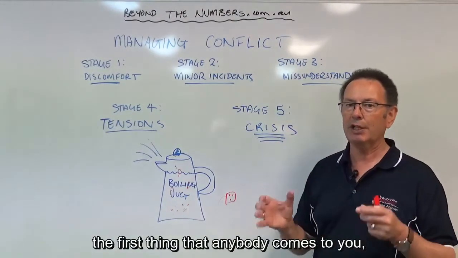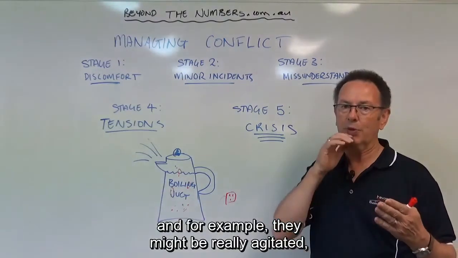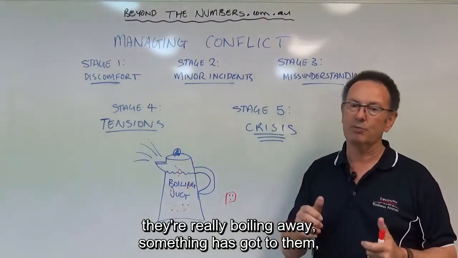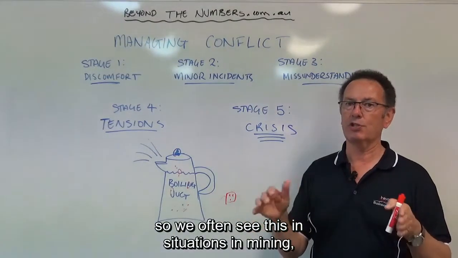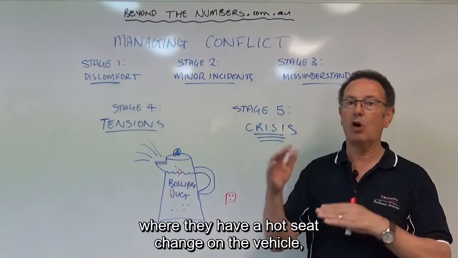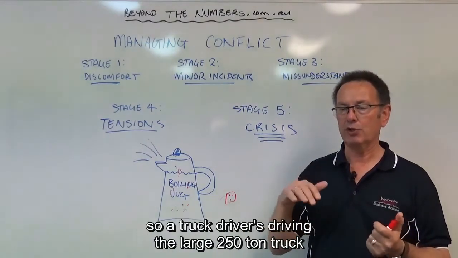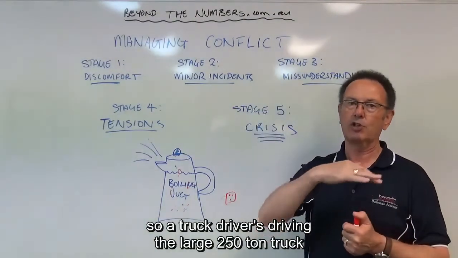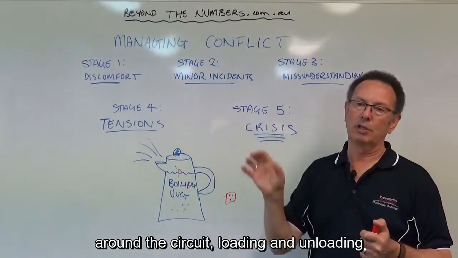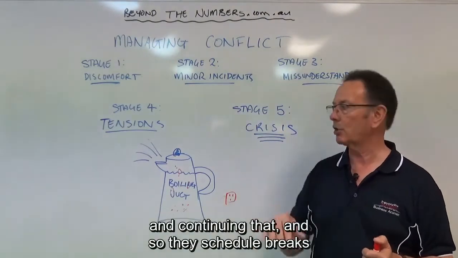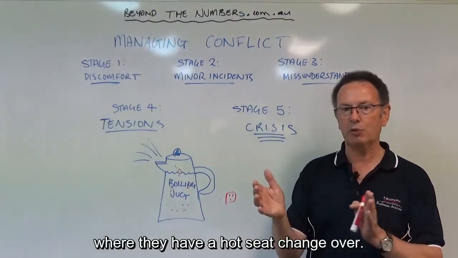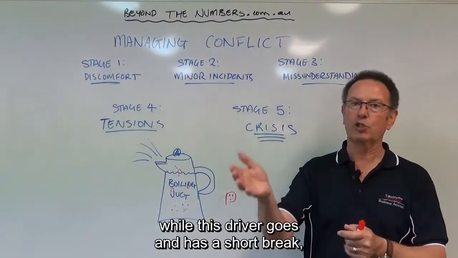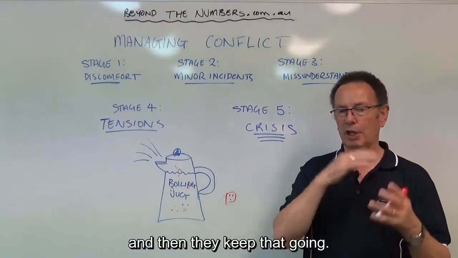So using that analogy, what we want to do is, if someone comes to us at this stage, for example, they might be really agitated, really boiling away, something's got to them. We often see this in situations in mining where they have a hot seat change on the vehicles. A truck driver is driving the large 250-tonne truck around the circuit, loading and unloading, and they schedule breaks where they have a hot seat changeover.